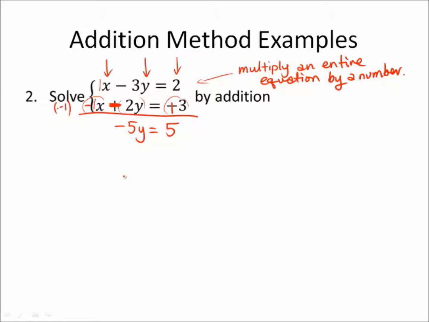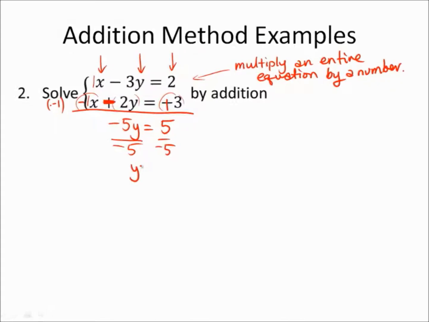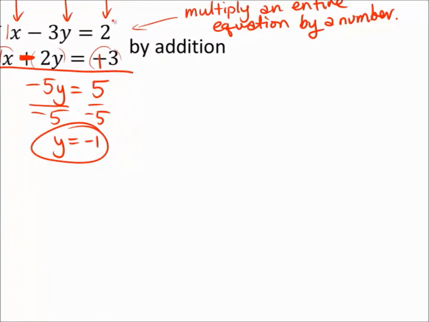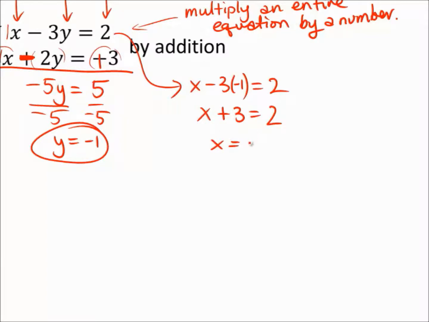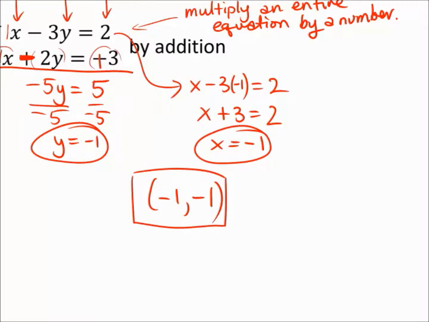This leaves us with a new equation that is simple to solve. One variable only. Divide by negative 5 on both sides, and you get y equals negative 1. Pick an equation that you want to choose to replace your y with a negative 1 and solve for the other variable. So x plus 3 is 2, minus the 3 from both sides, you get 2 minus 3 is negative 1 as well. So negative 1, negative 1 should be a solution to this system of equations, and you can check it out yourself.